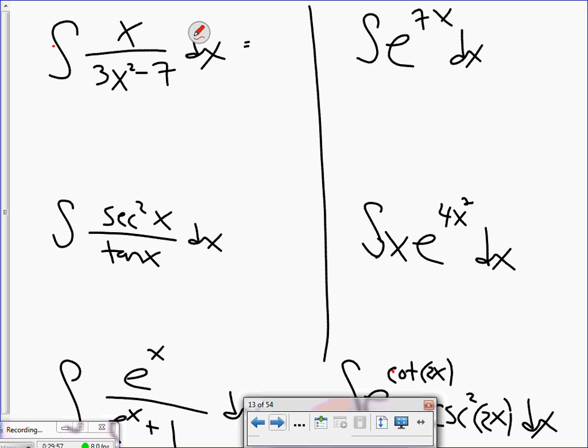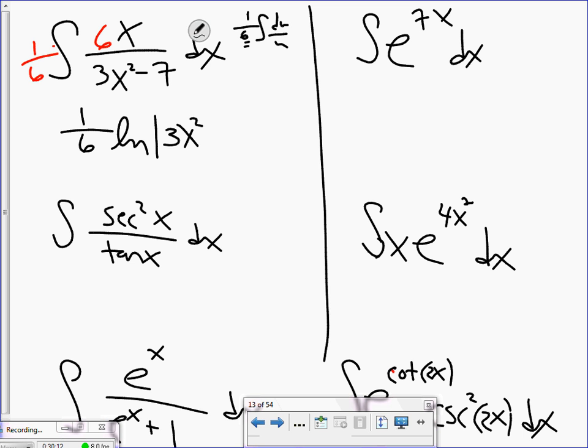Yeah, your u is what's down here. So you would need a 6 up here and a 1/6 out here. This is 1/6 the integral of du over u. 1/6 the ln absolute value of 3x squared minus 6.